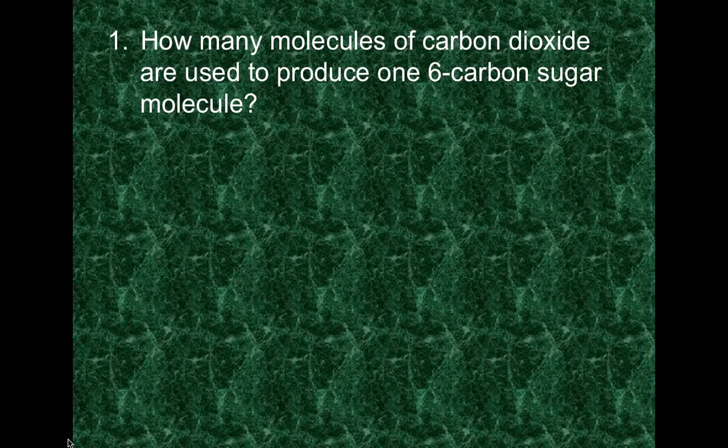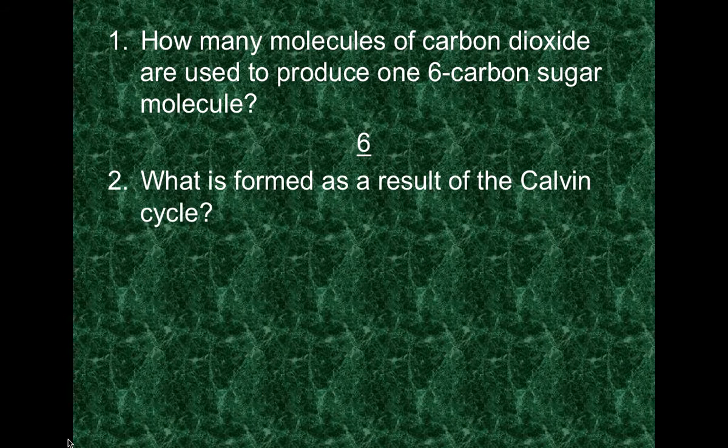How many molecules of carbon dioxide are used to produce one 6-carbon sugar molecule? Well, we need 6 of them. If you look at the top, it says 6C, and that's 6 CO2s. What is formed as a result of the Calvin cycle? A 6-carbon sugar is formed.